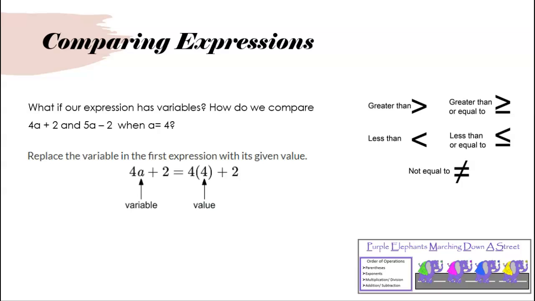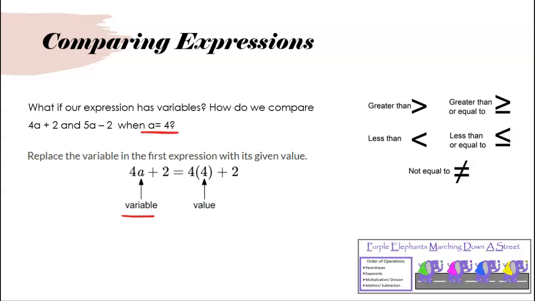So now today, what if we have variables in our expressions? How do we compare those? Well, it'll tell you exactly how you're going to evaluate these expressions because it's going to give you a value. So you can look at this problem here, 4a plus 2 and 5a minus 2 when a equals 4. So wherever I see an a, I am going to substitute a 4 for that a.